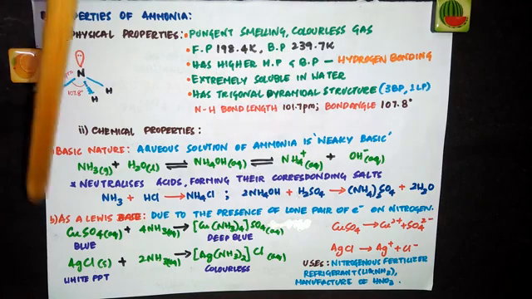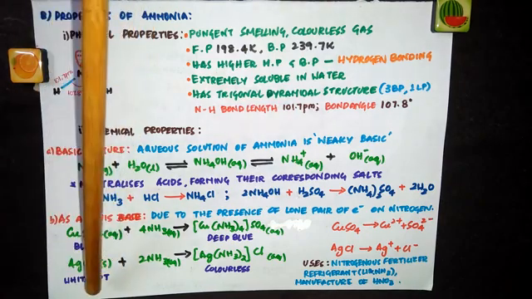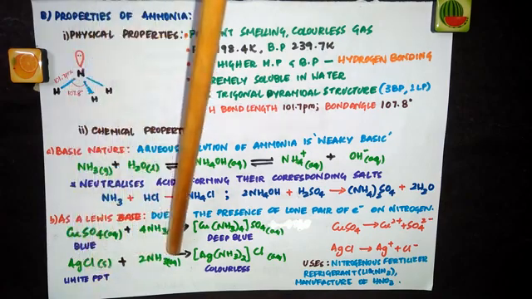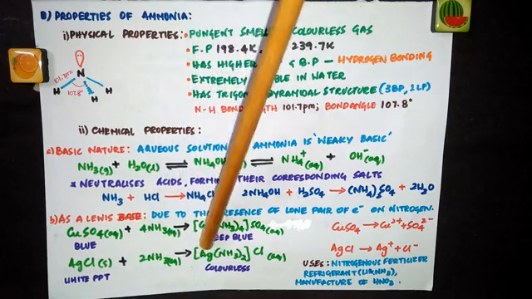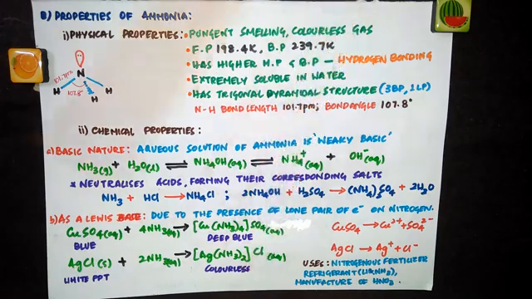Next reaction is with AgCl, silver chloride. Silver chloride is a white precipitate, it is a solid. You're taking silver chloride and treating it with ammonia, 2NH3. You're getting [Ag(NH3)2]Cl. Here it was a white precipitate, now it has become colorless.